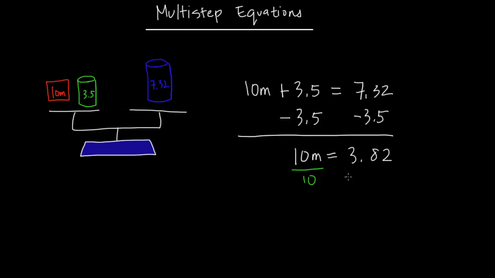And so, of course, whatever we do to one side, we also have to do to the other side. And this should be fairly straightforward for us now if we understand the basics. I love dividing or multiplying by 10 because it's pretty easy, especially when we're dealing with decimals. When we have 3.82 and we're dividing by 10, all we really have to do is move this decimal place one spot to the left, and the answer we should end up with is 0.382, and that's our answer. m equals 0.382.